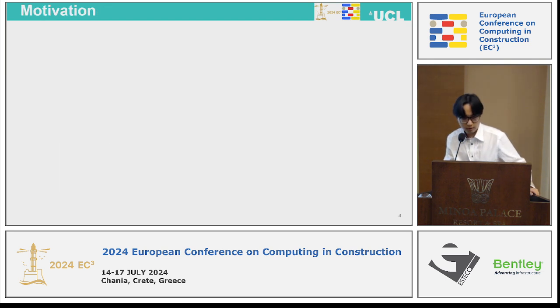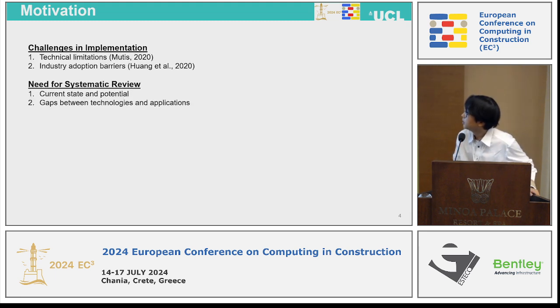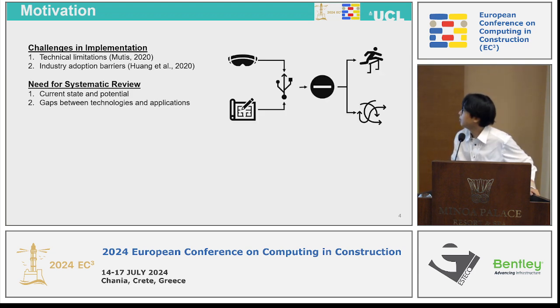So after we review some background information, we move to the motivation part. We find that there are some challenges in the implementation of this immersive technology in construction. The first is the technical limitations, and second, industrial adoption barriers. So we would like to figure out the current state and potential of this, and find the gaps between the technology development and the applications used in construction.